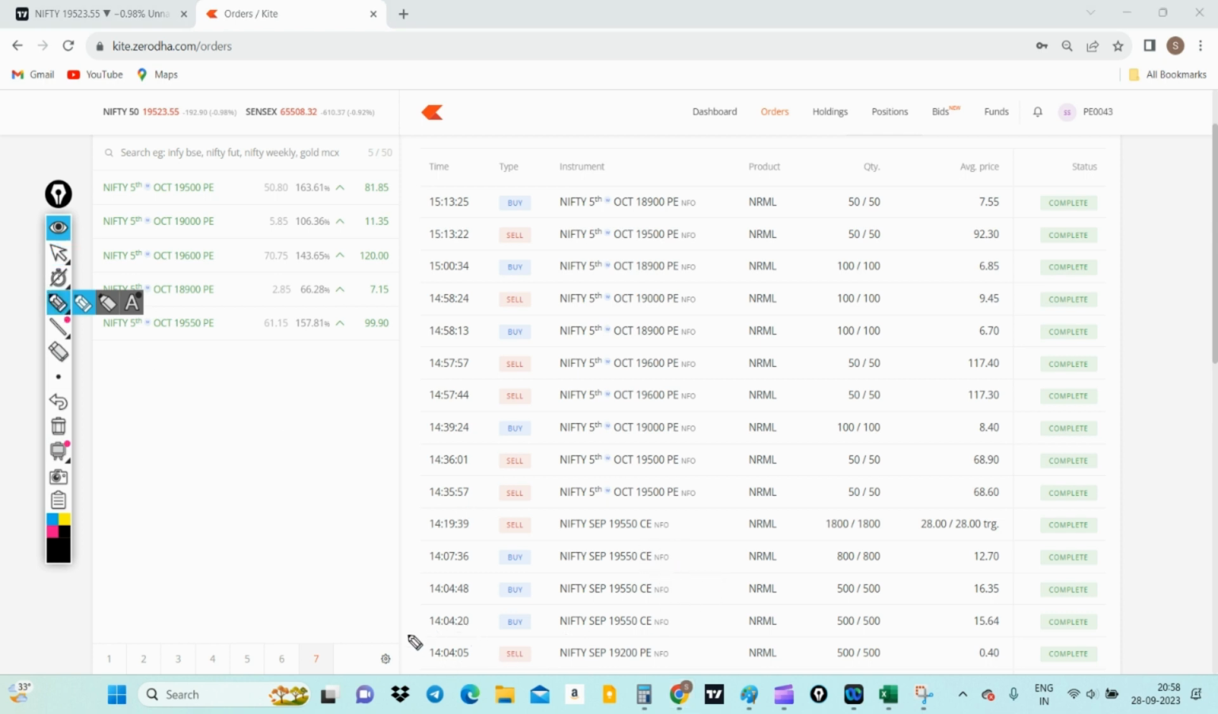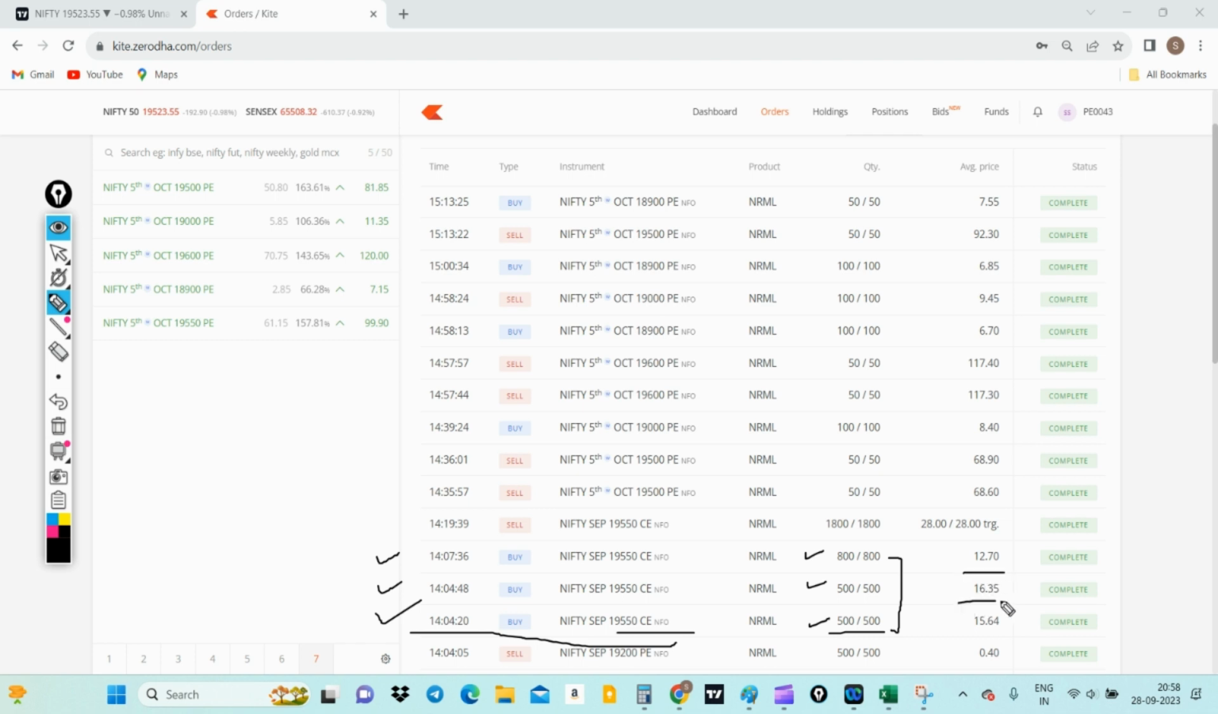If you see here, I had made an entry in the 19,550 call exactly at 2:24, again another after 50 seconds, and again at 2:27 I made an entry. In the first entry I took around 10 lots, in the second I took 10 lots, and in the third entry I took around 800 quantities, like 16 lots. I will take you to the Excel sheet wherein I have made the overall average price and overall amount invested in that.